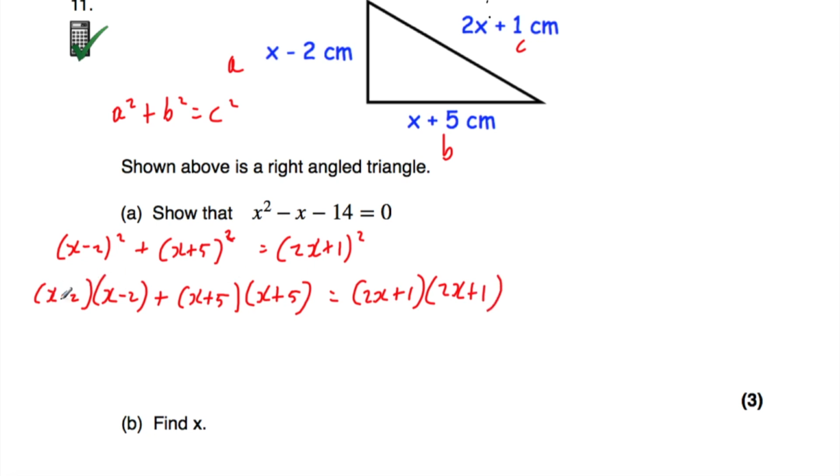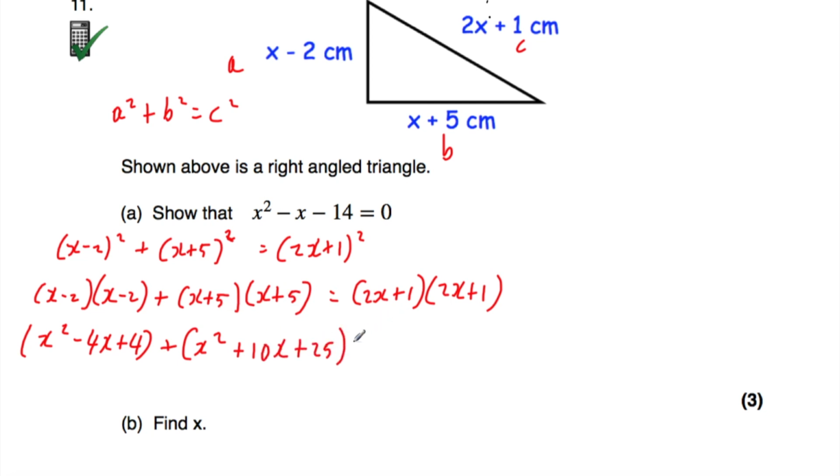If we expand this pair of brackets, we'd get x squared minus 2x minus 2x plus 4, so the minus 2x twice would be minus 4x. That'll be x squared minus 4x plus 4. And so that's what we get whenever we expand these brackets. Our next pair of brackets, we're going to multiply these and we'll get x times x is x squared, so plus, let's just put those in brackets for the moment. So we've got x squared, and then we're going to do x times 5, and 5 times x, that's plus 10x, and then we've got plus 25.